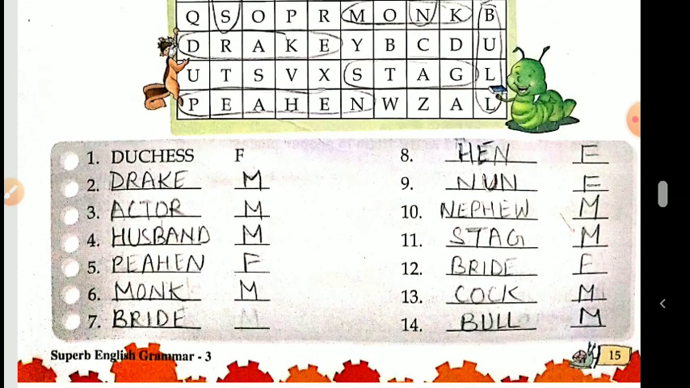So students, Unit 3, I hope is clear to you. Please complete all the exercises of Unit 3 of your English grammar book. Students, do all the exercises in the book itself.